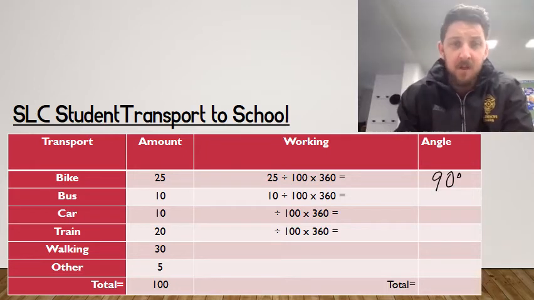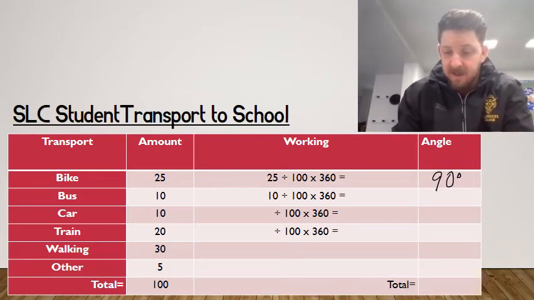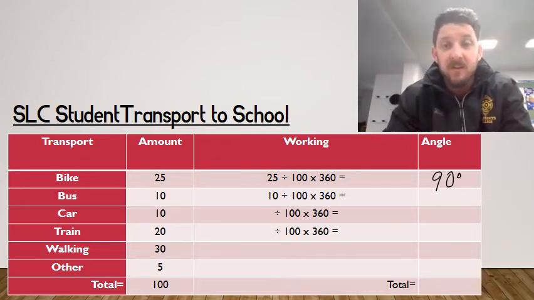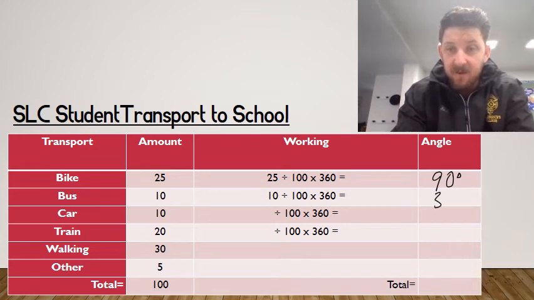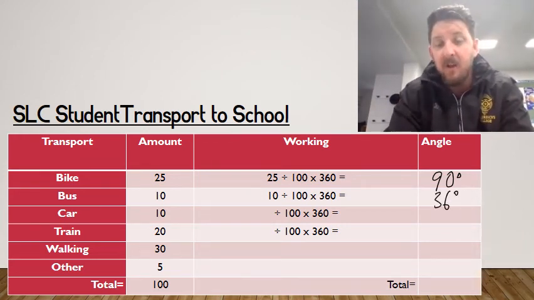I've also worked out your second one, done the working for you. So 10 divided by 100, we know that'll equal 0.1. And we're going to multiply it by 360. That then gets 36 degrees. Now, straight away you can see that we've got some funny angles there.